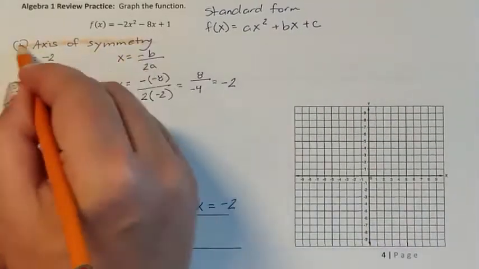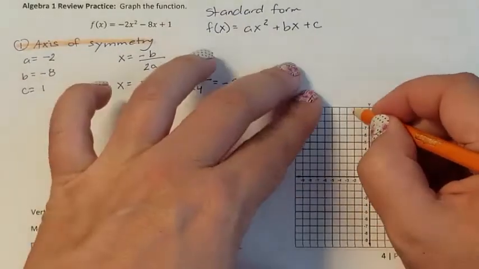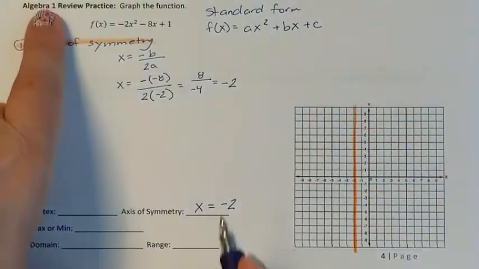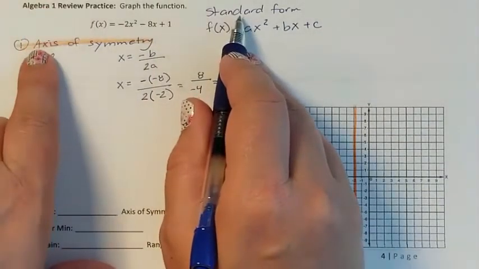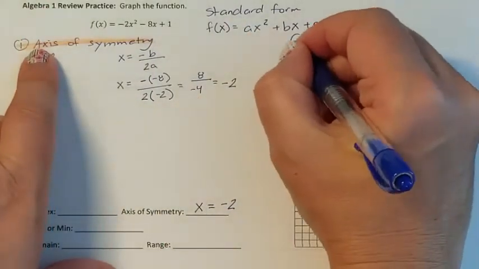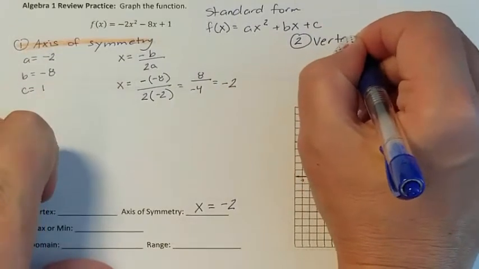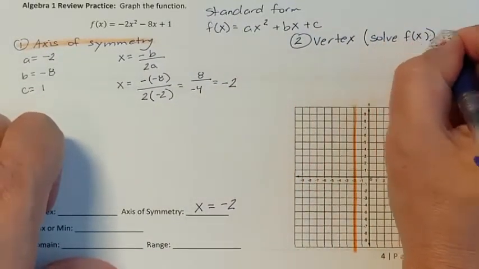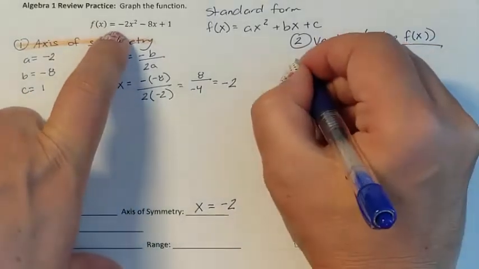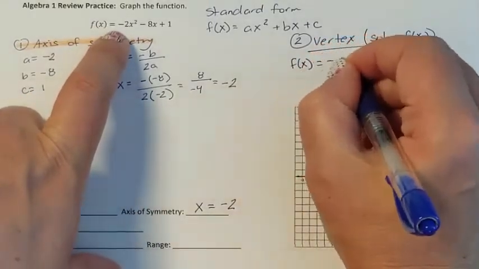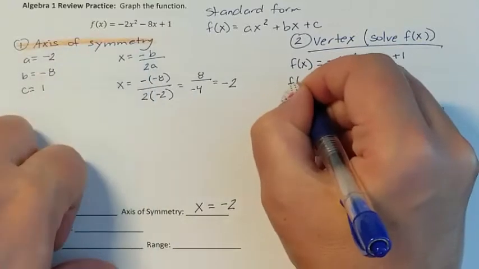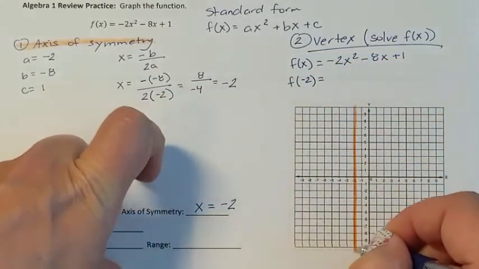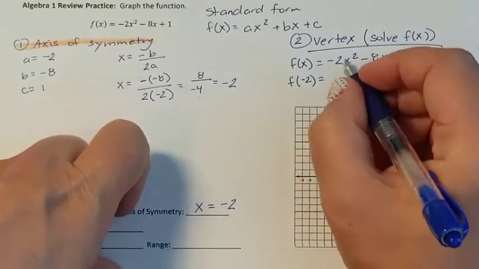So we are going to need to graph that. So here is x equaling -2. In Algebra 1, standard form, after axis of symmetry, the next thing you need to find is your vertex. And we find vertex in standard form by solving for f of x. So my f of x is this problem right here. And I need to solve for it at the value that I just found because I want to know where on this line will my point live.